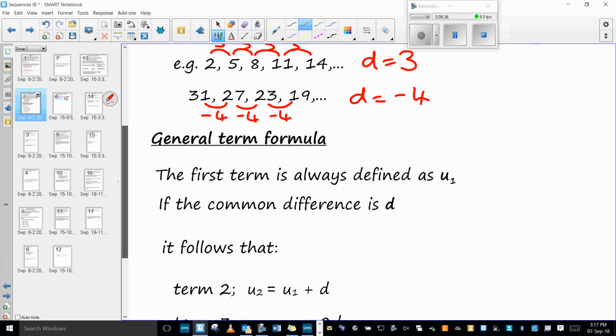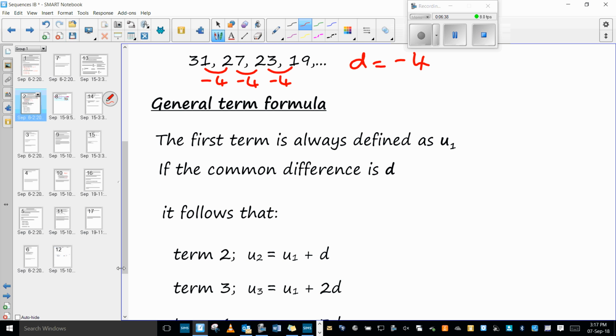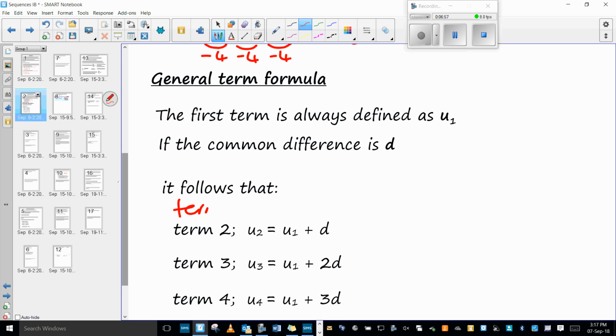Now we need to establish what the general formula is going to be. We know that the first term we always describe as U1. When we're talking about terms, we always call them U something, and the first term would always be U1. We know that the common difference would be D. So if term 1 was U1, then term 2 must be U1 plus D. Term 3 would be U1 plus 2 lots of D. And U4 would be U1 plus 3 lots of D.